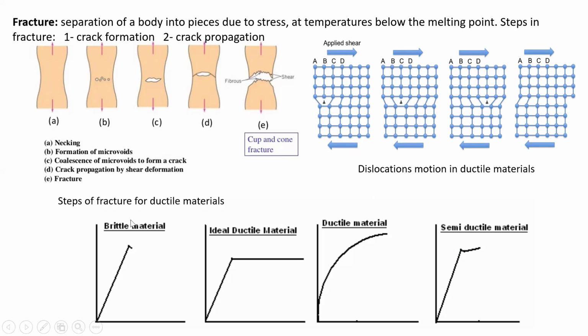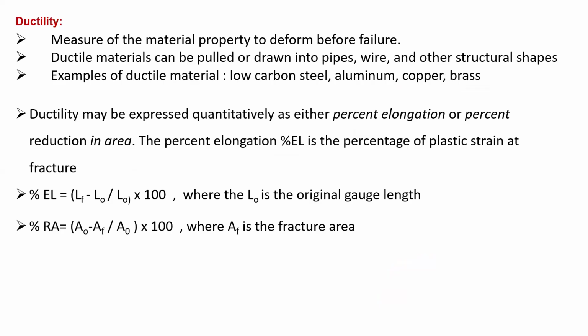You can see the steps of fracture for ductile materials. Again, you have to study these. Ductility: EL stands for percentage elongation. This is a formula you have to study: (LF minus L naught) by L naught, where L naught is the original gauge length and LF is the final gauge length. This is for the plastic strain at fracture. And AF is the fracture area, and LF is the final length at fracture.